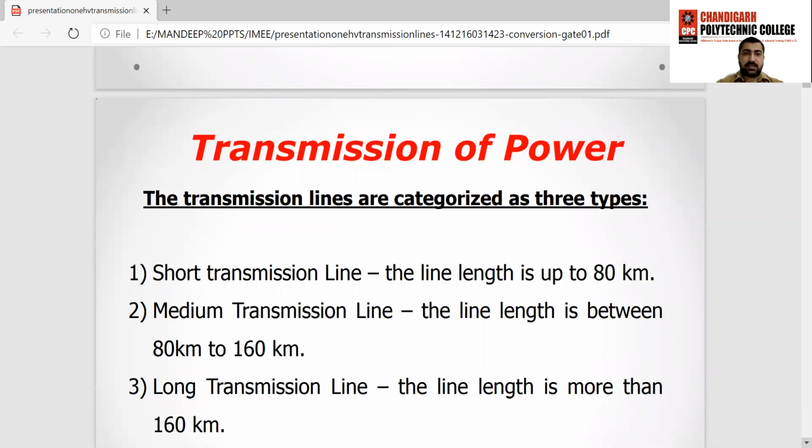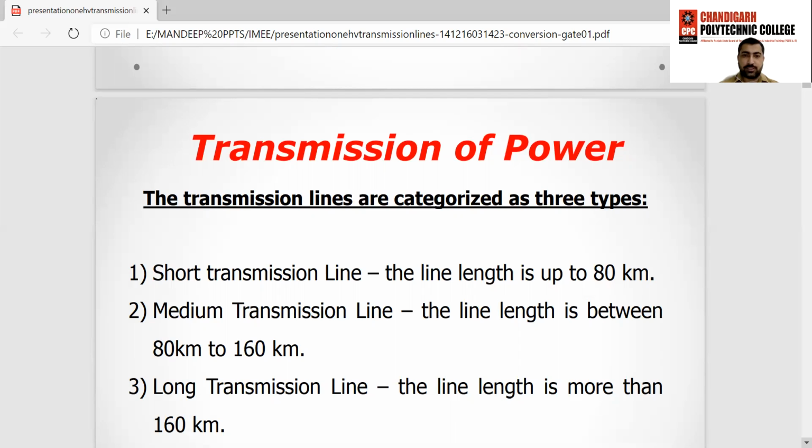Let us start. The transmission lines are categorized as these three types, according to their length. The first is short transmission line, the second one is medium transmission line, and the third one is long transmission line.